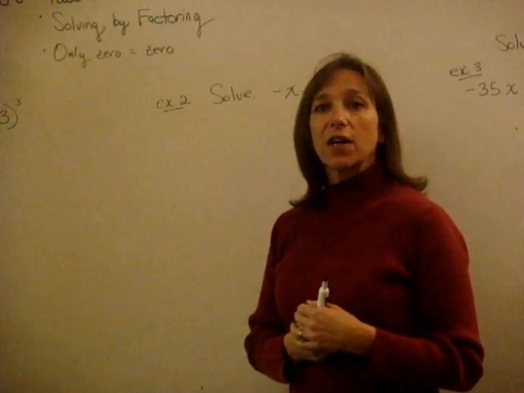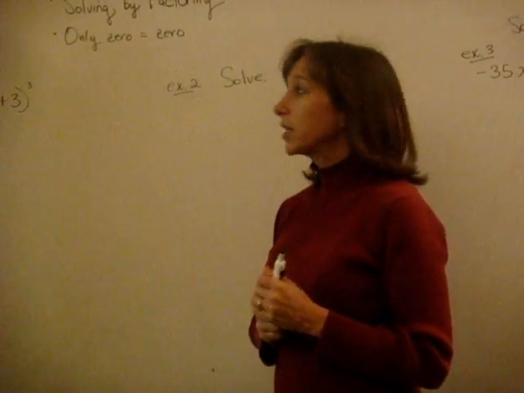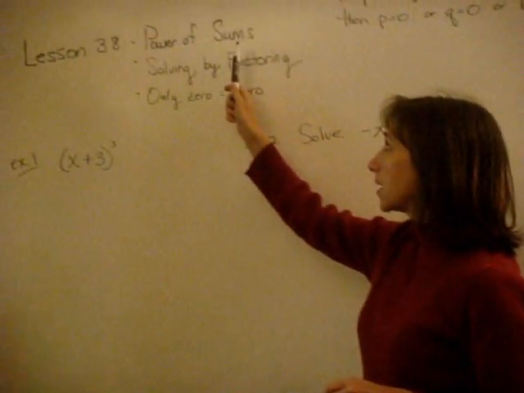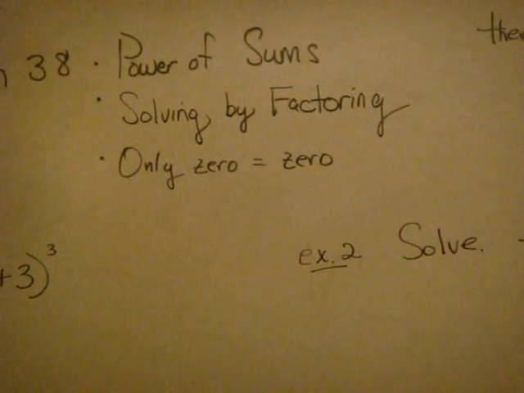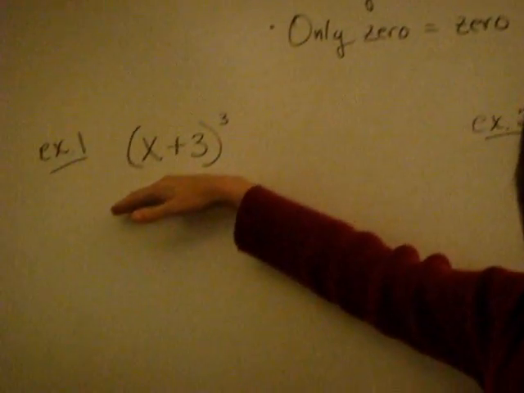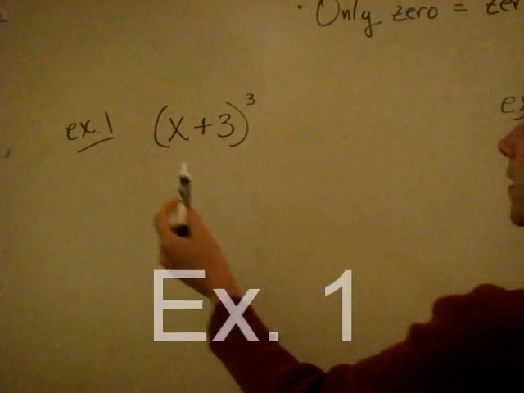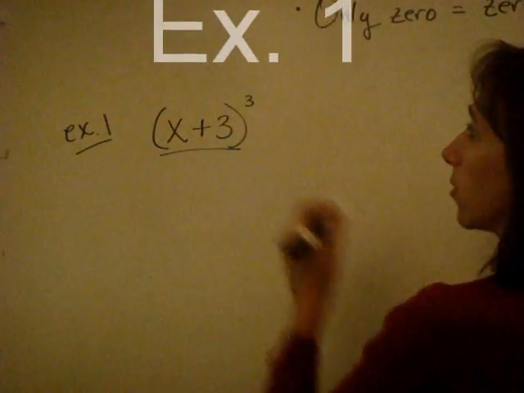Lesson 38, I think you're going to find that it's pretty easy. So we'll go quickly. I only have 4 examples. It's the power of sums, solving by factoring, and only 0 equals 0. The first one is power of sums. What we have here is a sum to a power.